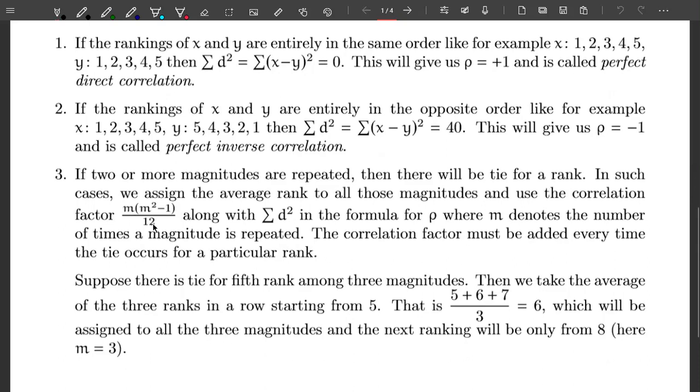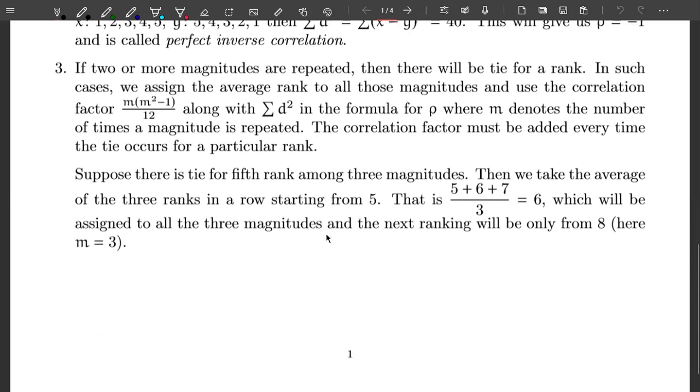In such cases, we assign the average rank to all those magnitudes and use the correlation factor m(m² − 1)/12 along with summation d² in the formula for rho, where m denotes the number of times a magnitude is repeated. The correlation factor must be added every time the tie occurs for a particular rank. We will see this in detail when you are considering the problems.